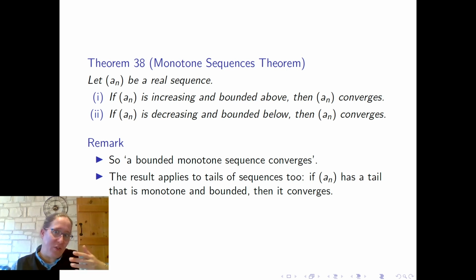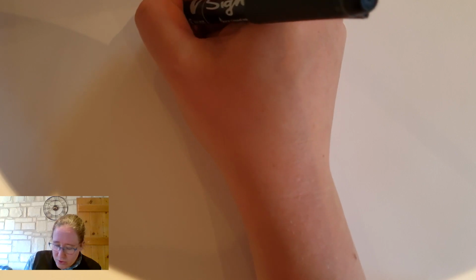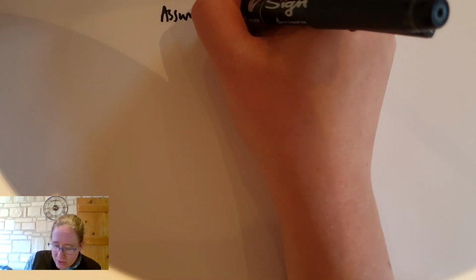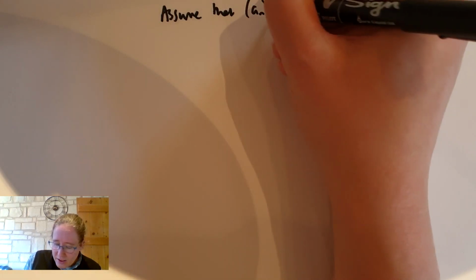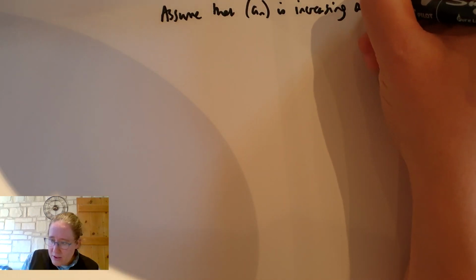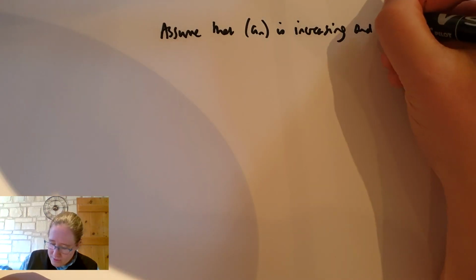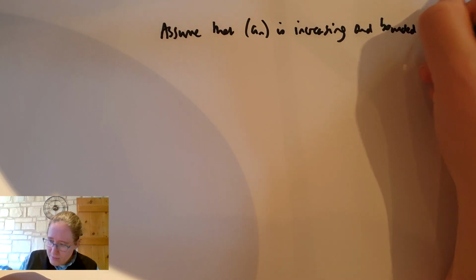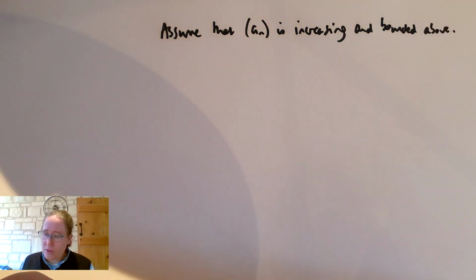We know that the first finitely many terms of a sequence don't affect convergence, and that can sometimes be helpful as well. Let's have a go at proving this. Let's focus on part one, where we're going to assume that the real sequence a_n is increasing and bounded above. And we want to show that it converges.